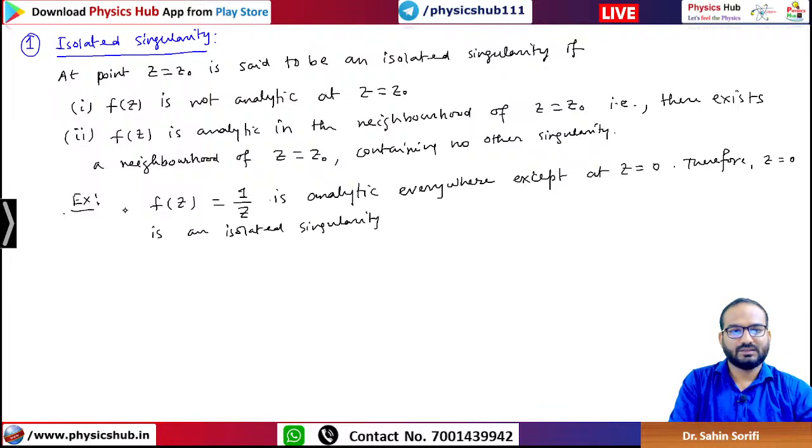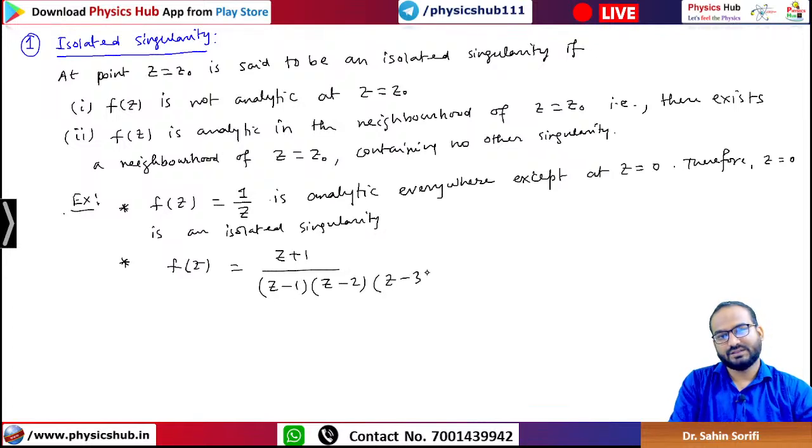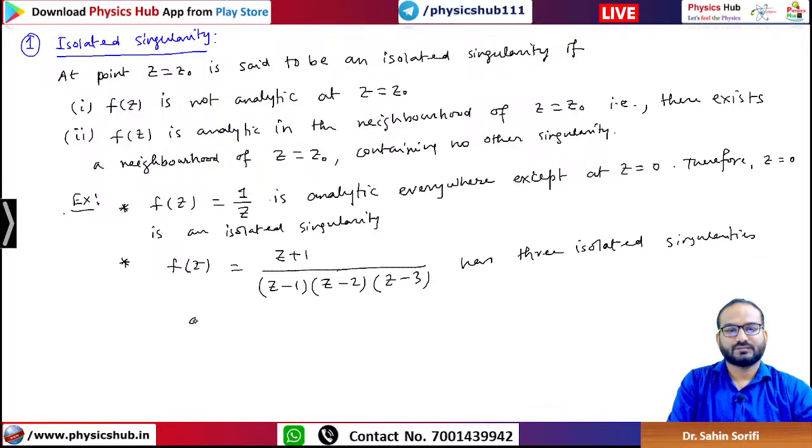Another example that will make the scene clearer. Let's say it is (z plus 1) divided by (z minus 1)(z minus 2)(z minus 3). So it has 3 isolated singularities at z equals to 1, 2 and 3.